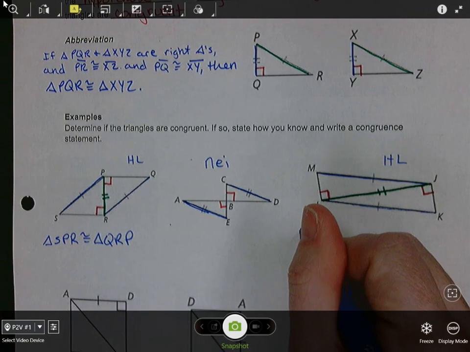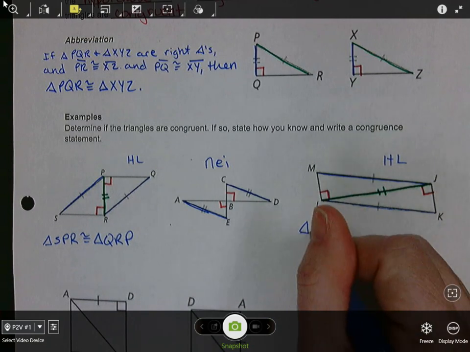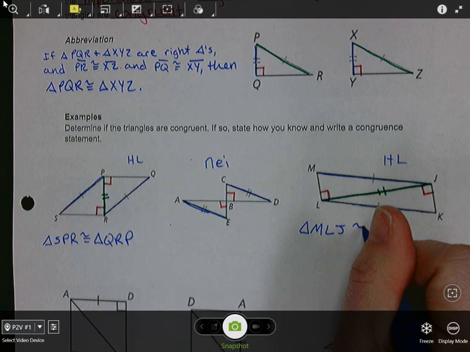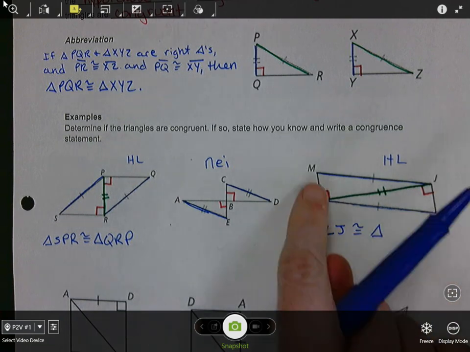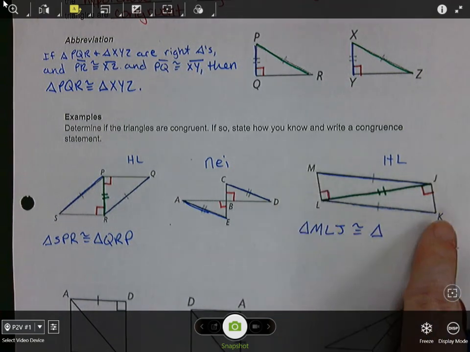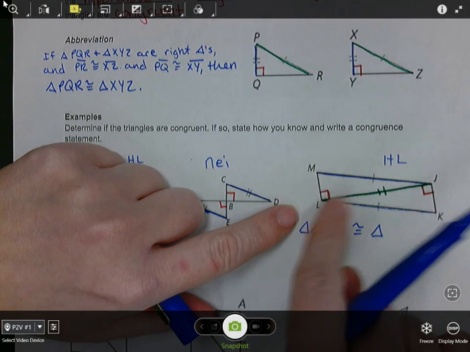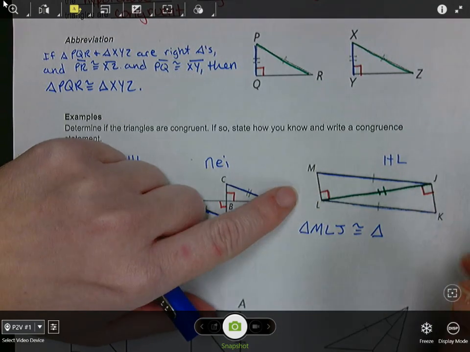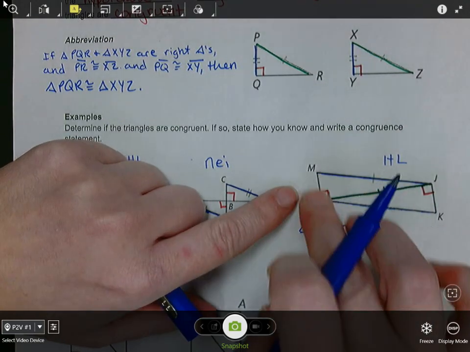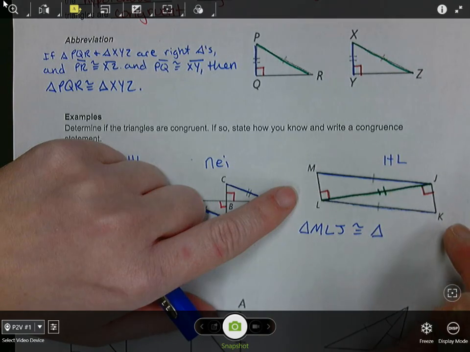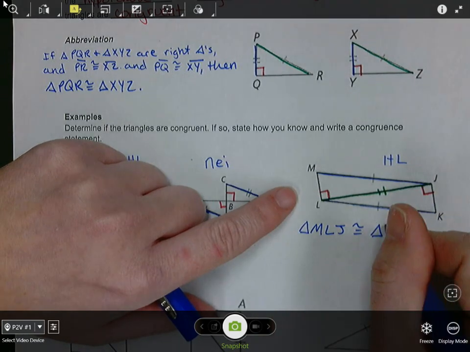And that would be triangle MLJ is congruent to triangle, I went blue, then green. So that would be, nope, I went nothing, then green. So that would be KJL.